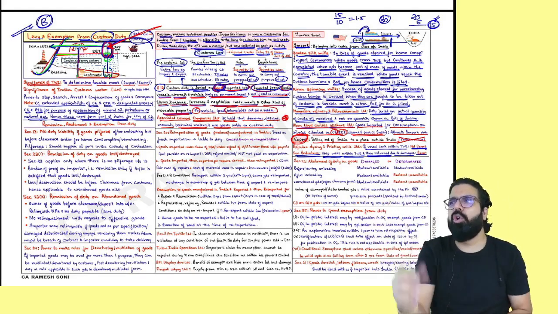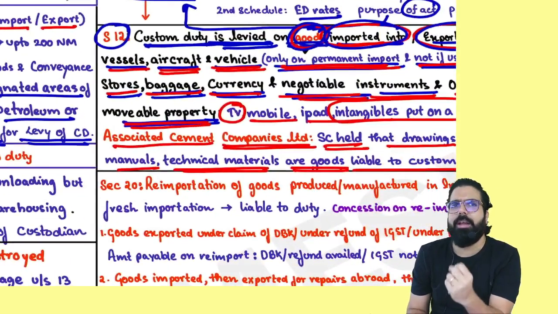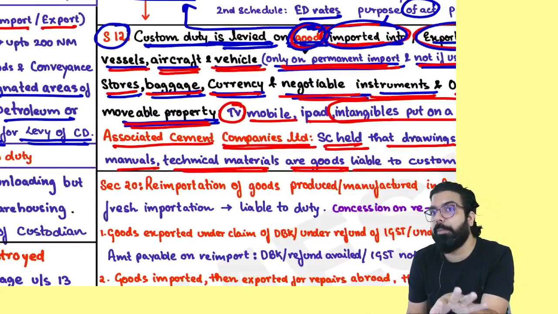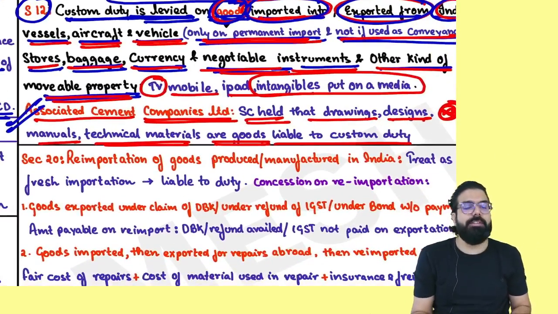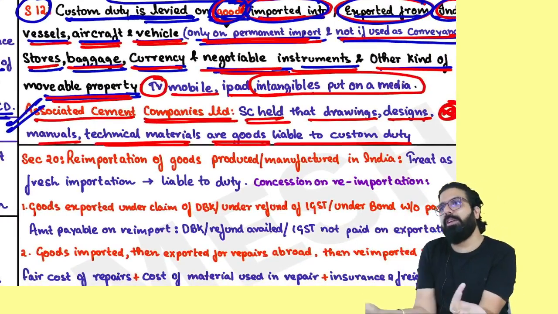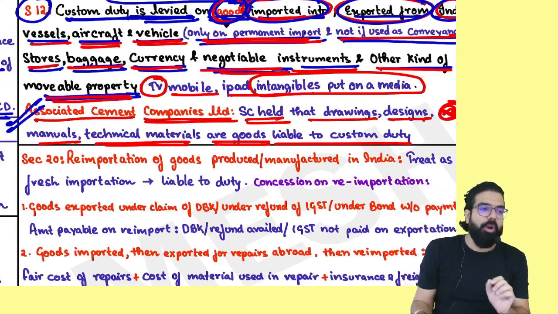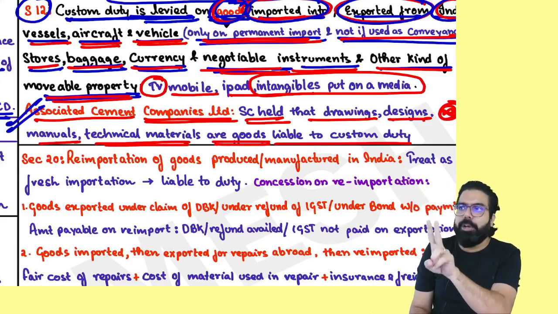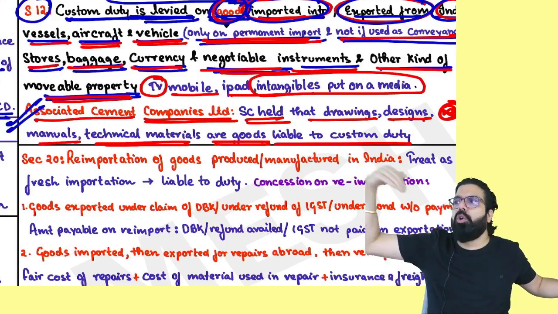The next is stores, baggage, currency and negotiable instrument, and any other kind of movable property. Intangibles put on media are also goods. Associated Cement case law, drawings, designs, etc., which are put on paper when you are getting them, are always goods and you will be liable for customs duty. Now, customs duty is levied on goods imported into India. Goods imported. What do you mean by imported? Imported means bringing from outside India into India.